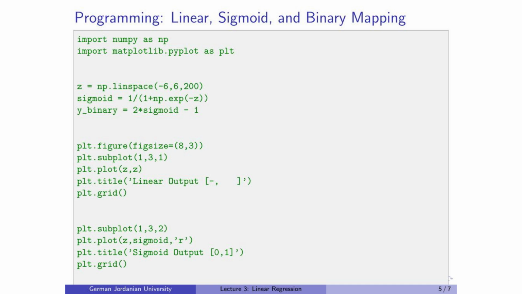Let's visualize these transformations. First, we plot the linear output, unbounded and continuous. Then we apply the sigmoid, mapping everything smoothly into 0, 1. Finally, we recenter the range to the open interval (-1, 1), aligning with binary labels. This shows how a simple mathematical mapping turns regression outputs into interpretable class probabilities.